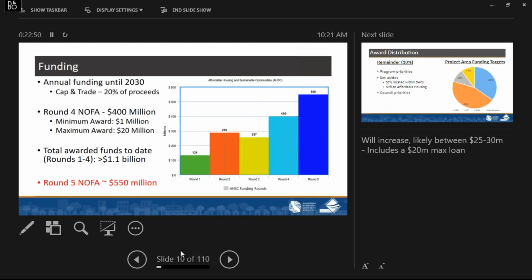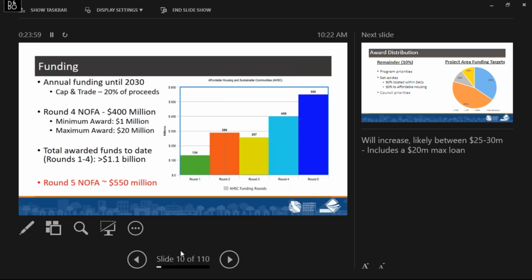So going back to our funding amount, what this actually kind of breaks down into numbers, we are one of the few fortunate California climate investment programs that has funding until 2030. So the California climate investments are all funded through California's cap and trade auction proceeds. And the Affordable Housing and Sustainable Communities program gets roughly 20% of the proceeds from each auction. So for round 4, our last round, this equated to $400 million and brought us to 1.1 billion in total funding. And then in round 5, this is going to bring us to around 550 million for just this round alone. So there's quite a bit of funding in round 5 because of recent auction proceeds being very strong. So we believe we'll be able to fund quite a number of projects.